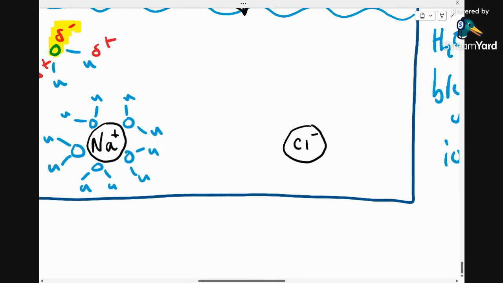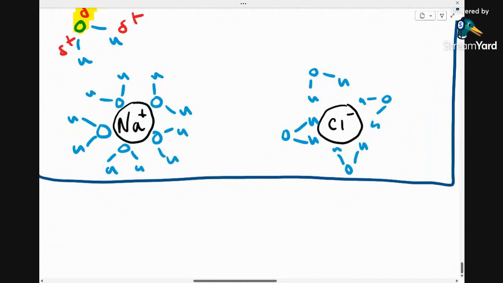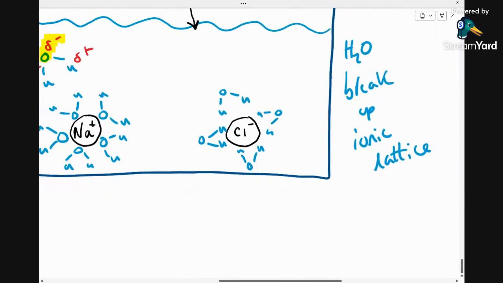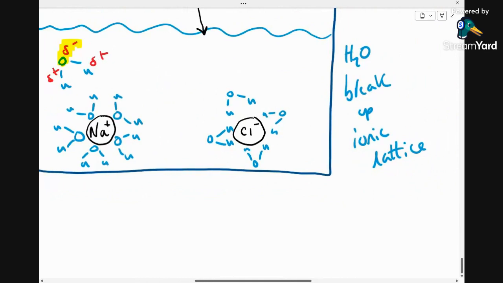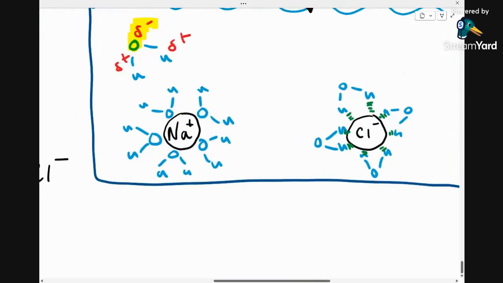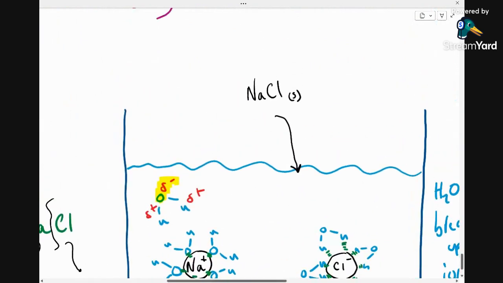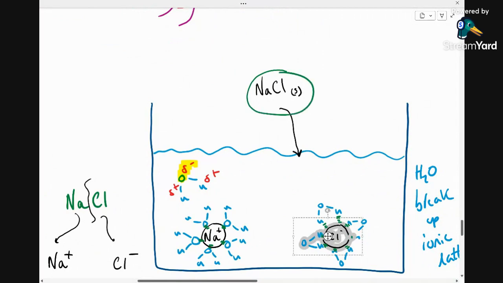True of chloride, it's the hydrogens that will interact with chloride, because they're delta positive and chloride is delta negative. And the reason that things are able to dissolve is because it is energetically more favorable for all of these little intermolecular forces to form between the water molecules and their ions than it is to keep the ionic bonds in the solid together.